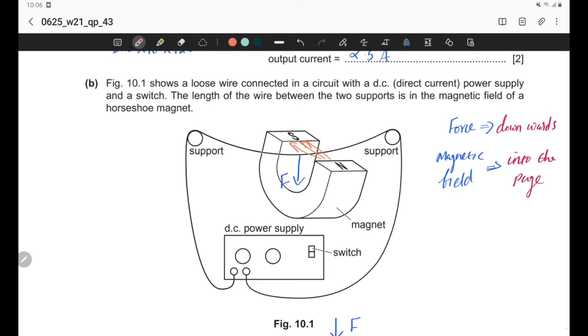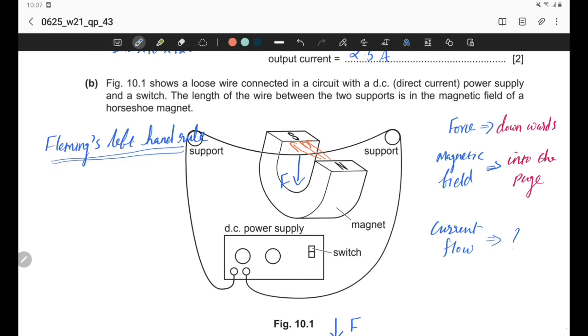Then we can find what will be the direction of current flow, if we know these two directions, that is the force and magnetic field direction. So here we can use Fleming's left hand rule. Why we are using Fleming's left hand rule is that the power supply is already there. We are not generating any current. So it's not a generator effect, as there is no power we are generating. We already have a power supply. So this is not a generator effect, but it is a motor effect, as there is a force generating here.